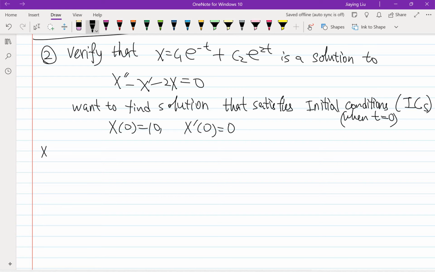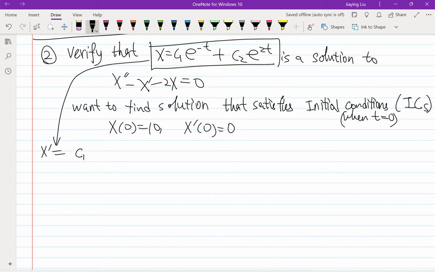So x prime, based on this given solution, let's find x prime. Taking the derivative, c1 stays, e to the negative t derivative is e to the negative t, but then the exponent negative t will give you a negative using the chain rule there. And then plus c2, and the e to the 2t is e to the 2t, but then the 2t will give you a 2, so 2c2.